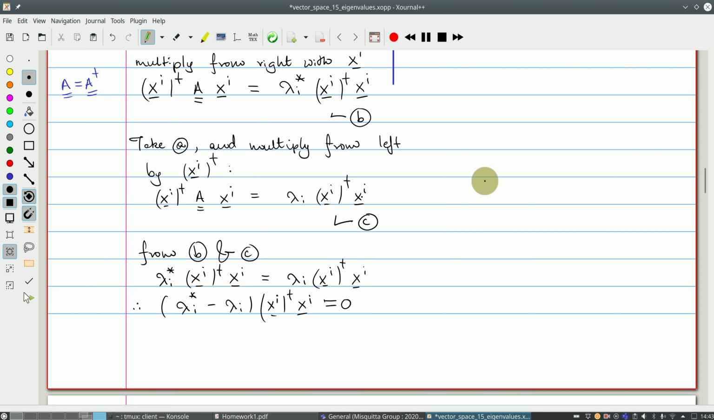Okay, so if xi is not the 0 vector, then this product of xi dagger xi will never be 0. Therefore we must have this is 0, lambda I star is equal to lambda I, if xi is not equal to the 0 vector.